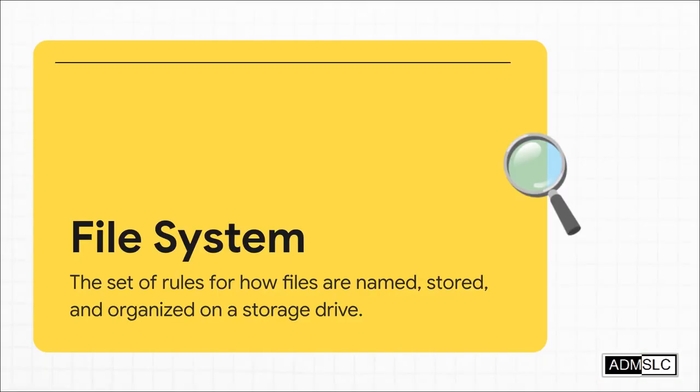So how does it do this? Well, it uses something called a file system. The best way to think of it is like the Dewey Decimal System for your computer. It's the set of rules for how your files get named, where they're stored, and how they're found on your hard drive or SSD. It's the entire logic behind that digital filing cabinet.